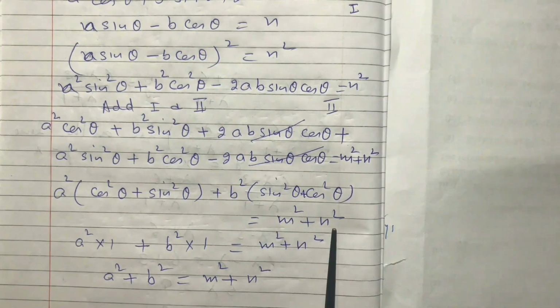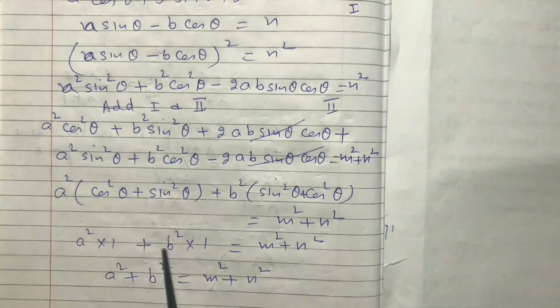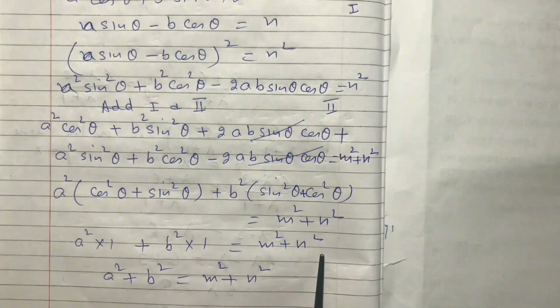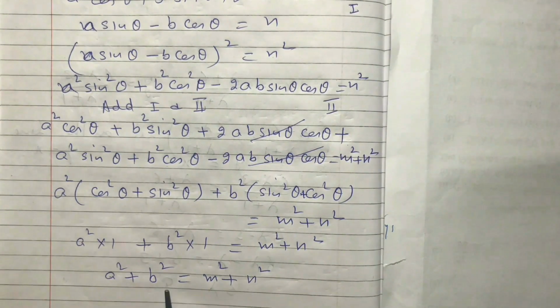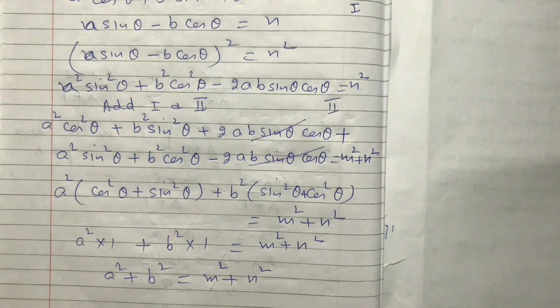This is equal to m square plus n square. Now this is 1, so you will have a square into 1 plus b square into 1 is equal to m square plus n square. So that is the result. A square plus b square is equal to m square plus n square. This is what you want to prove.